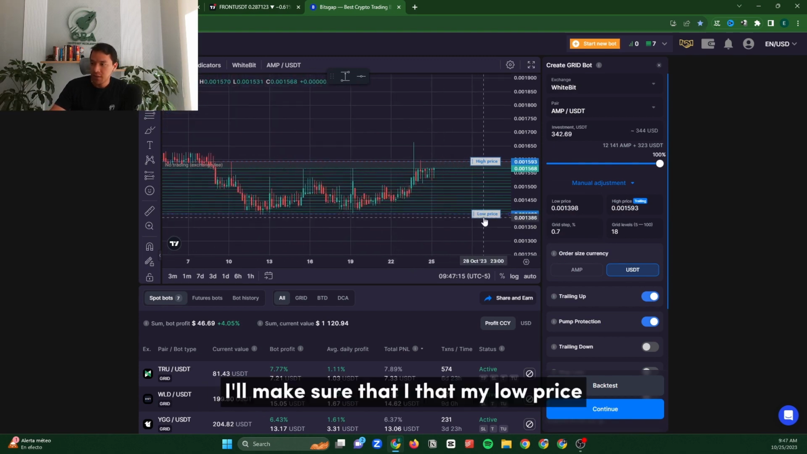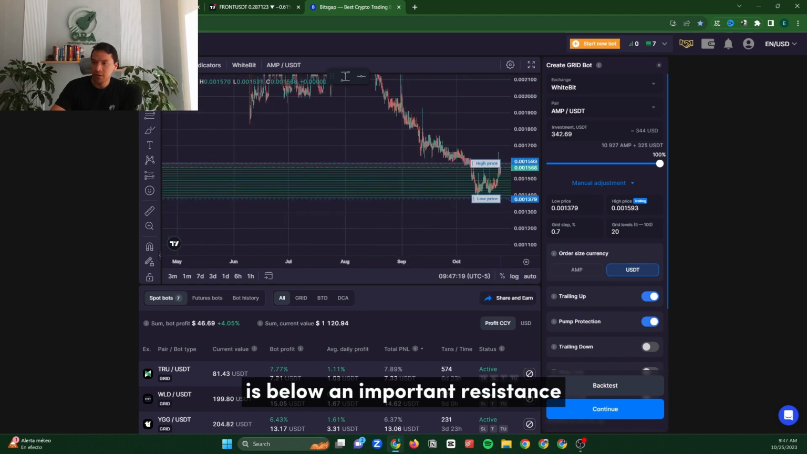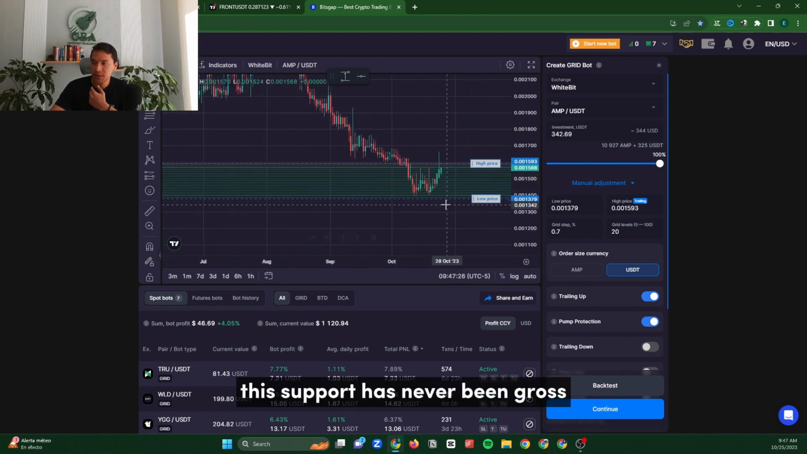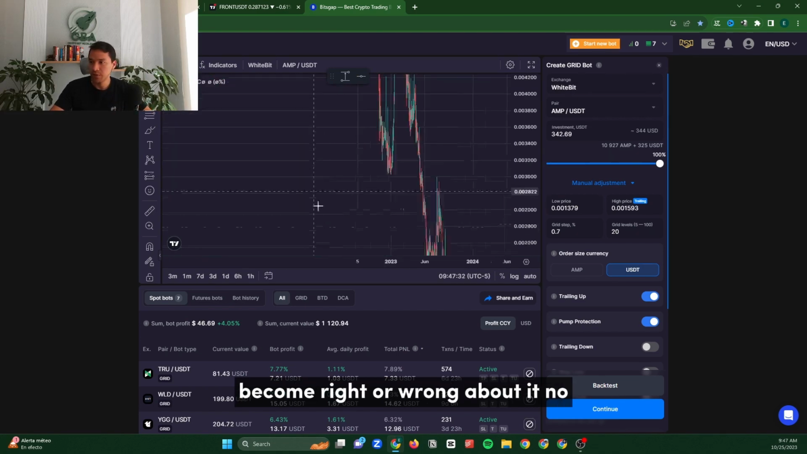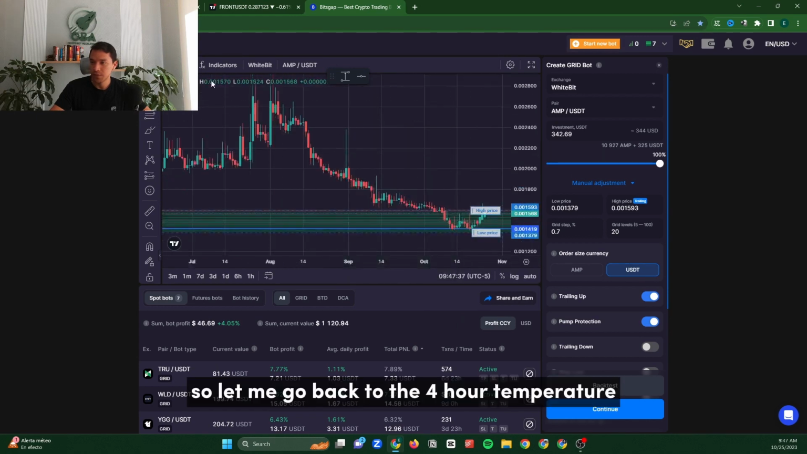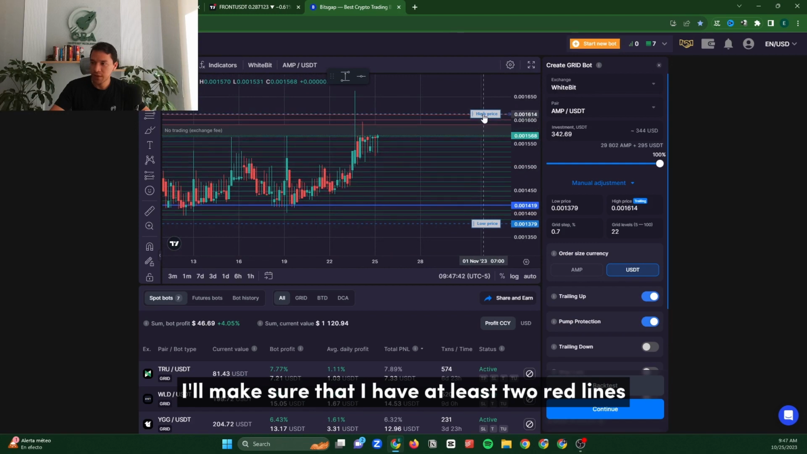I'll make sure that my low price is below an important resistance. So for that, I usually like to go on the daily, and as we can see, this support has never been crossed. So I'll zoom out a little bit more to check if I'm right or wrong about it. No, it has never been crossed. All right, cool. So let me go back to the 4-hour time chart. I'll make sure that I have at least 2 red lines.